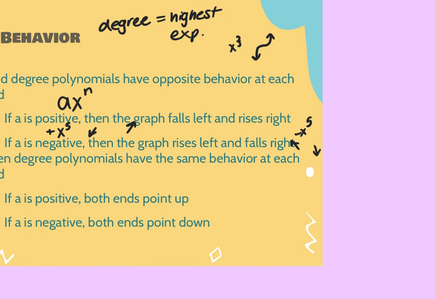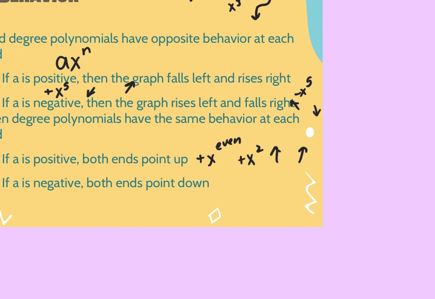If the degree of the polynomial is even, then they have the same behavior, which should make sense for like a parabola, right? X squareds, they either both go up or they both go down. If the a is positive, so if it's a positive x to an even power, like a positive x squared, then they both go up. And if it's a negative x with an even power, like a negative x to the 2nd, then they both point down. Same would be true for x to the 4th, x to the 6th, x to the 8th, anything even.